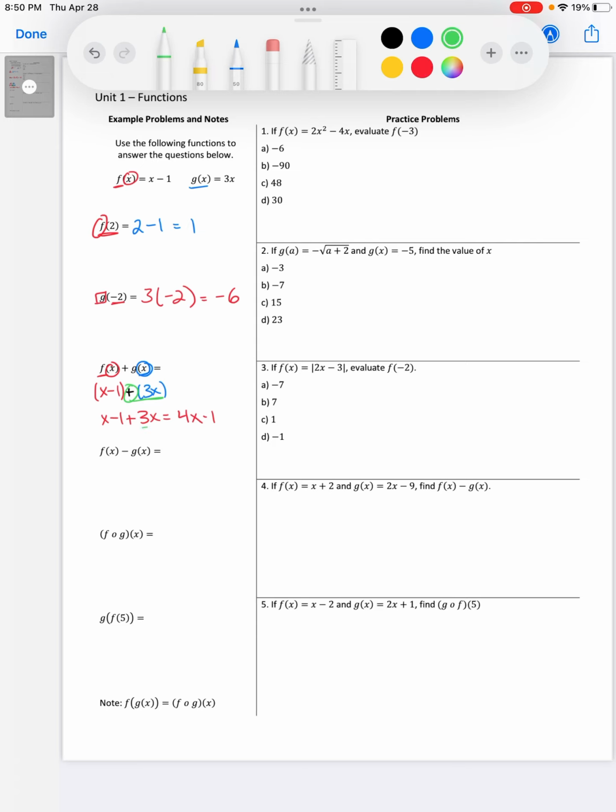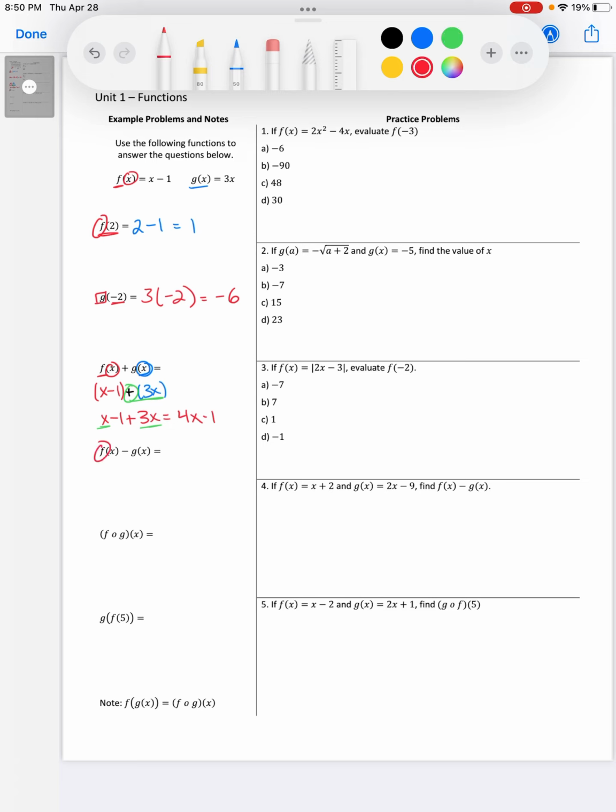All we're doing is adding the equations together and putting like terms together. These are like terms. We got a 3x and an x. We've done this so many times, putting like terms together. So I hope, since we've done it so many times, that by the end of the year you have it down. So 3x and an x, those are like terms. We get 4x. Okay, let's go to the next one.